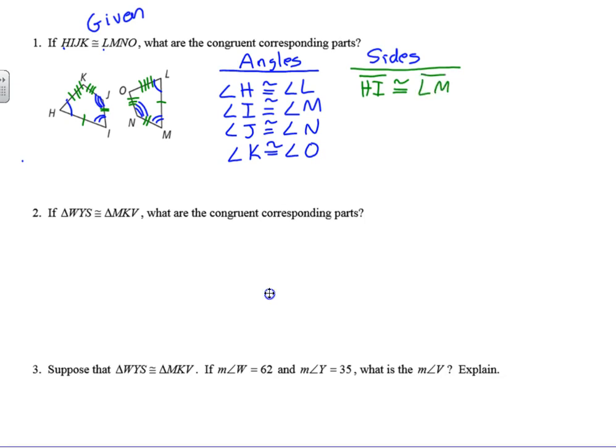That's one pair. JI is congruent to NM, with 2 markings. Then KJ would be congruent to what's got 3 markings over here, that's ON. And then our last side, HK, is congruent to OL. And again, for each of the segments, remember you can switch those around.